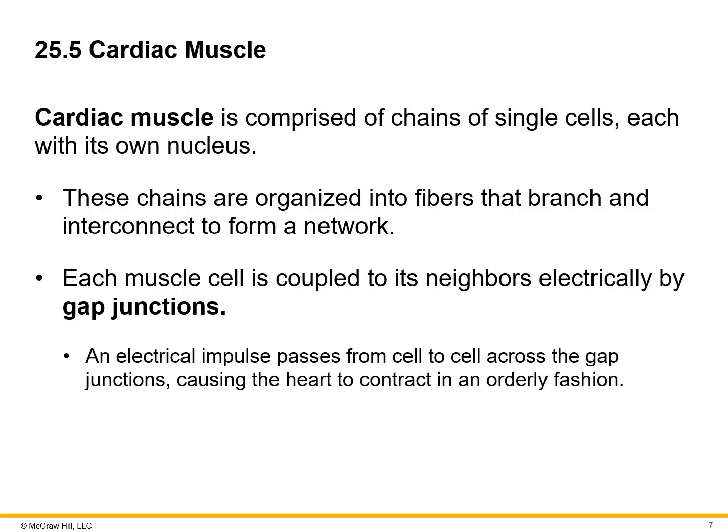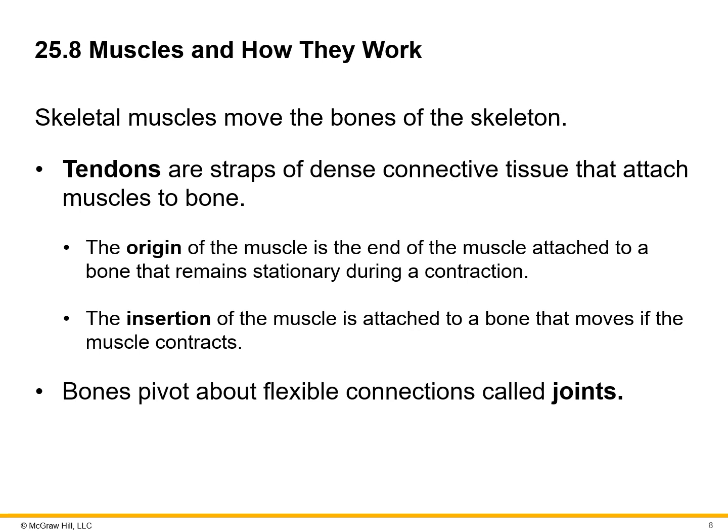Now the cardiac muscle, again, these are a chain of single cells, each with its own nucleus. They are organized, branched and interconnected to form a network. These use a lot of gap junctions that allow signaling and communication between cells, particularly electrical impulses moving from one cell to another. So a nerve can communicate with multiple cells by communicating with one that then relays the message. Now, how do these muscles actually work?